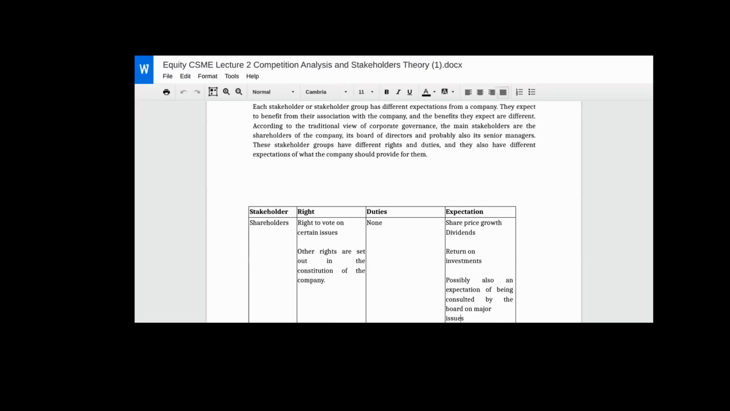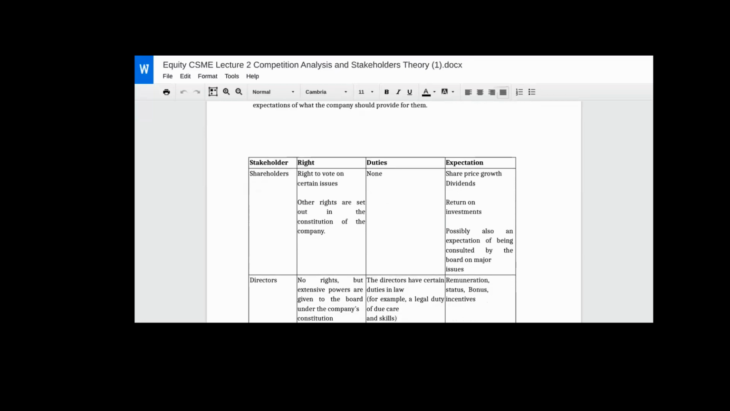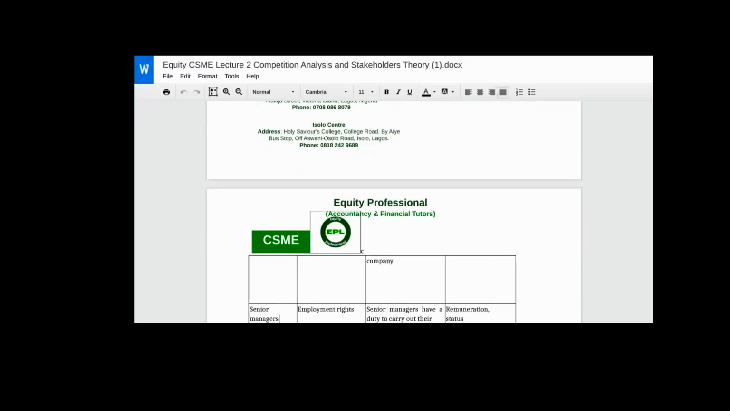And these are the things that are causing the problem: lack of consultation. You have to ensure that you keep them abreast of all decisions. This will even reduce their agency cost. So the expectations of the shareholders are many, and you can see the expectations of directors that I mentioned to you: remuneration, status, bonus, incentive, and minimum.